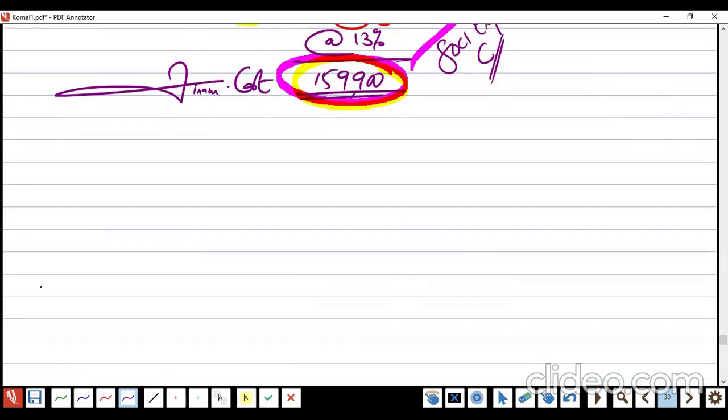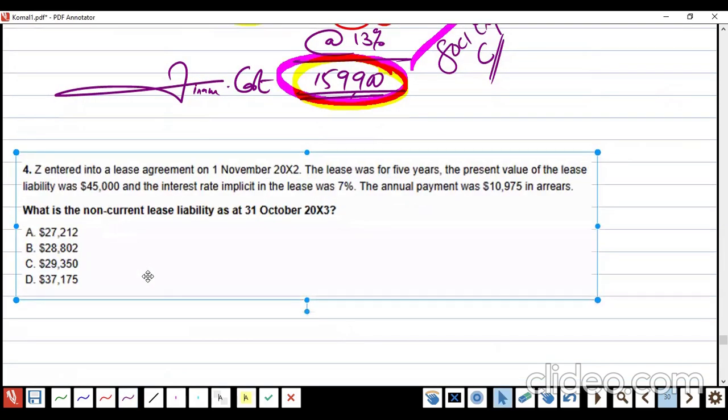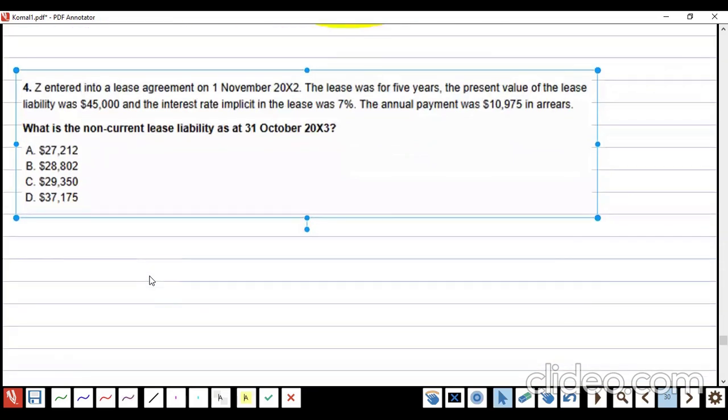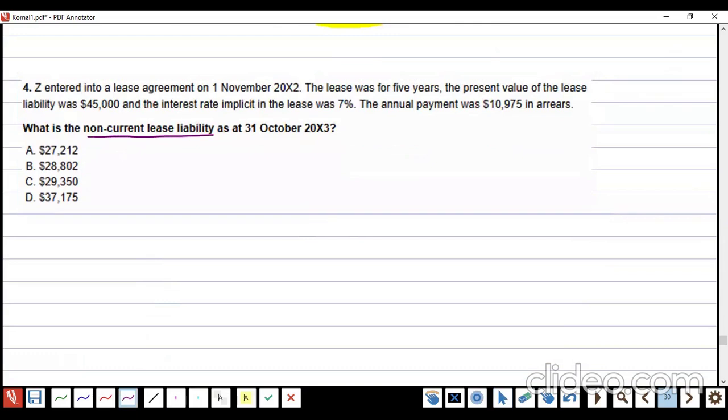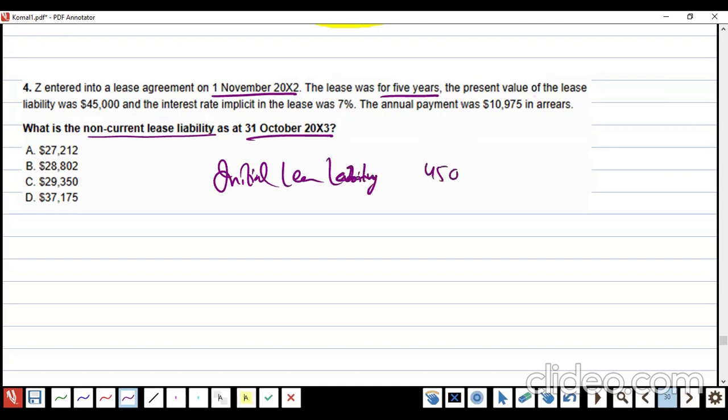Next question. They are asking you the liability, but which one? Non-current. Okay. Lease started at the start of the year. This is my year end. Lease for 5 years, PV of liability already given. The initial liability measurement is 45,000. Interest rate is this. Annual payment is this, but in arrears, at the end of the year.